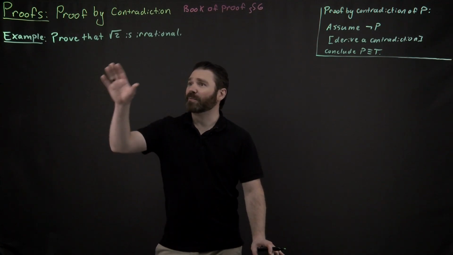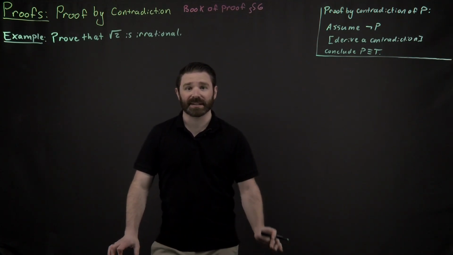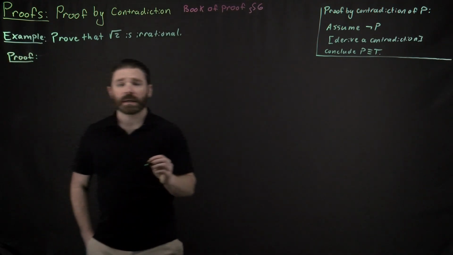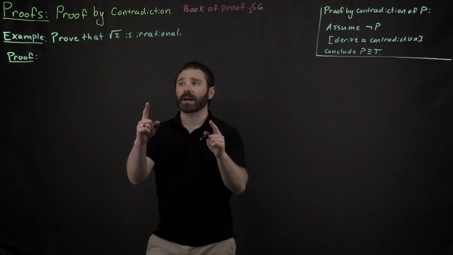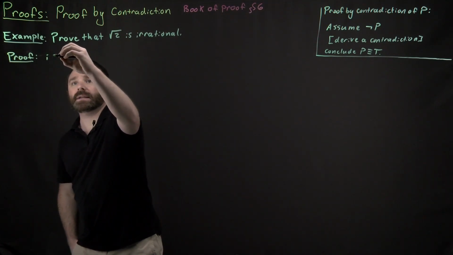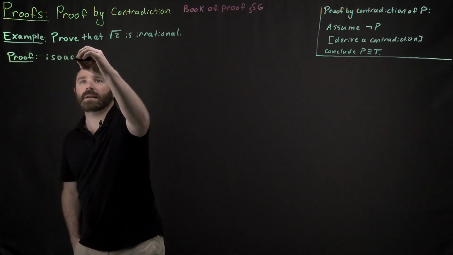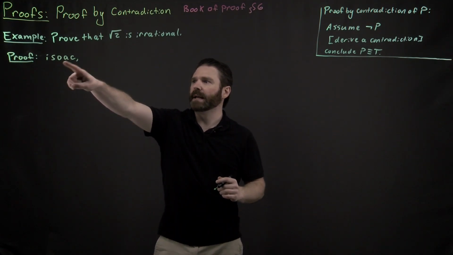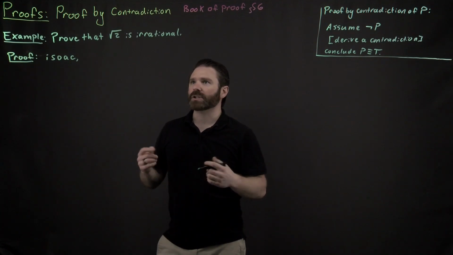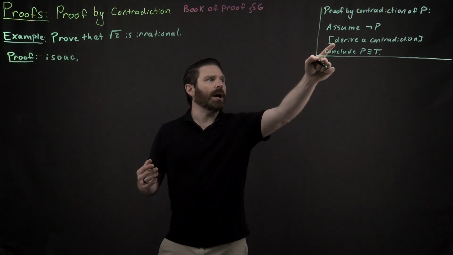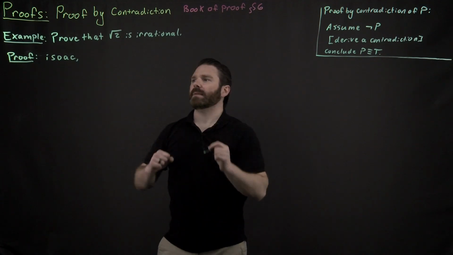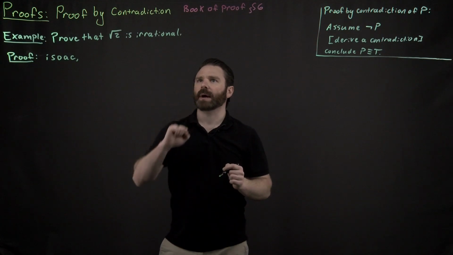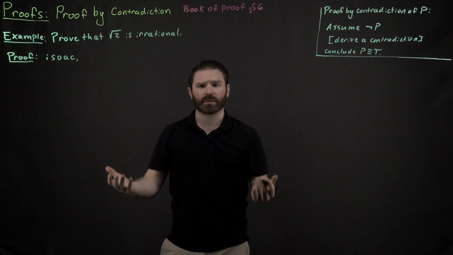So let's go ahead and now prove that the square root of 2 is irrational. Here I'm going to use my proof by contradiction. In search of a contradiction, because I'm lazy and I don't have a lot of space, I'm going to abbreviate that. In search of a contradiction, assume not P, not the statement I'm trying to prove. So assume that the square root of 2 is not irrational. In other words, assume that it's rational.